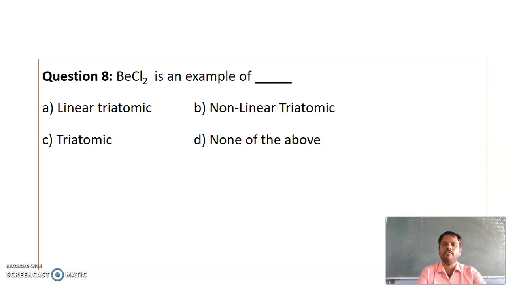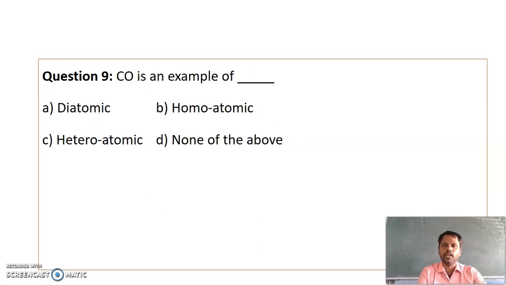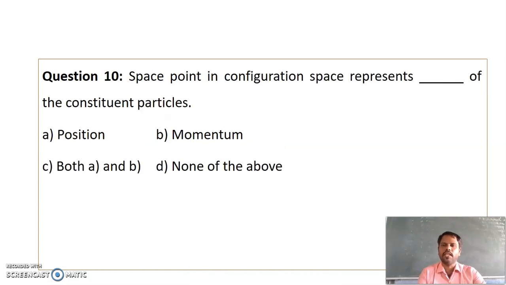Question 8. BeCl2 is an example of a non-linear triatomic molecule. Question number 9. Carbon monoxide is an example of heteroatomic. Question number 10. Space point in a configuration space represents dash of the constituent particles. It represents the position of the constituent particles. Thank you all. Hope you have enjoyed this session.